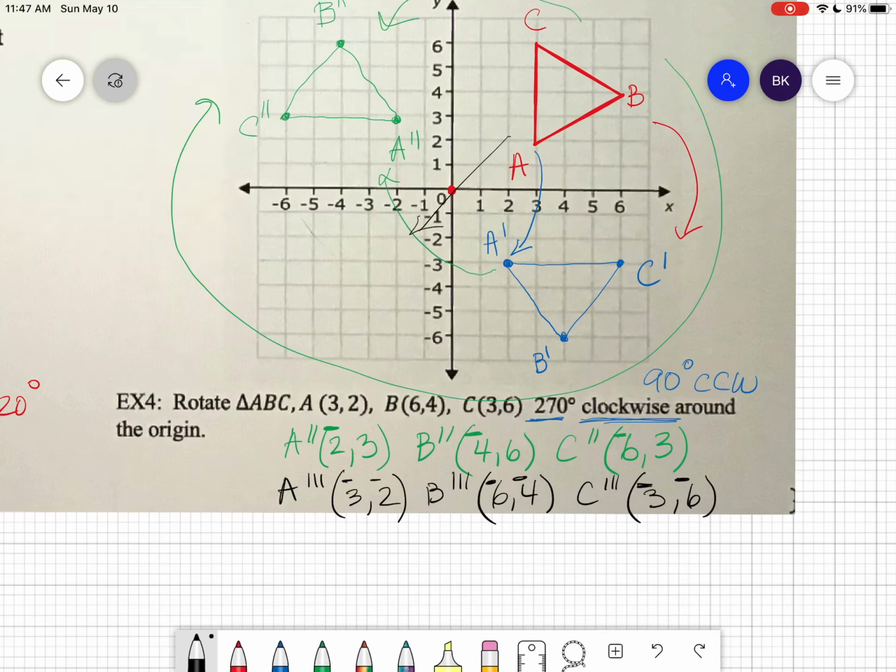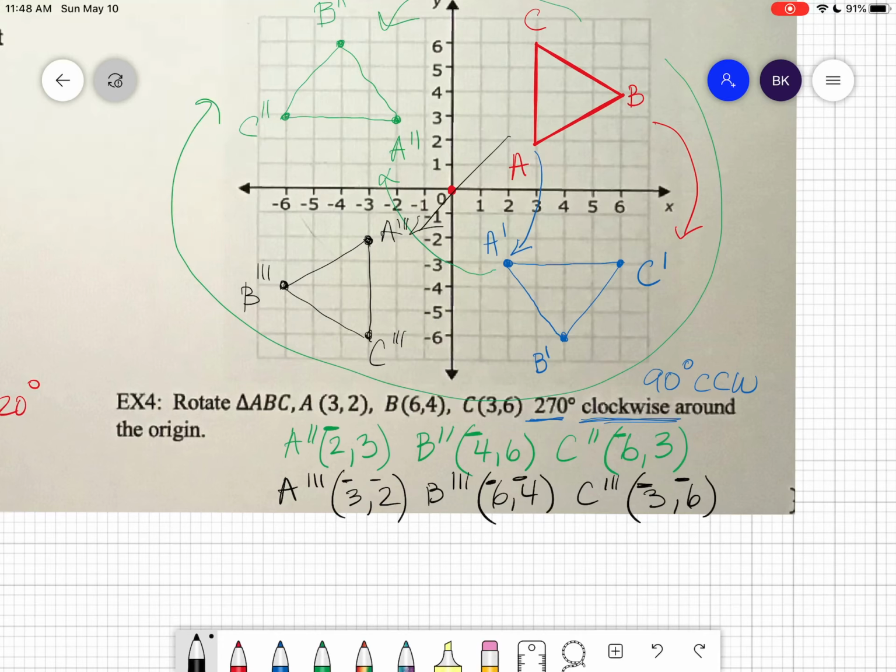Really quickly, again, 180 degrees from my original shape. We should end up in quadrant 3 when I rotate 180 degrees. So that's going to be -3, -2, -6, -4, and -3, -6. Notice that. 1, 2, 3. And that's going to be A, B, C, prime, prime, prime. Here we go. We did it, guys.